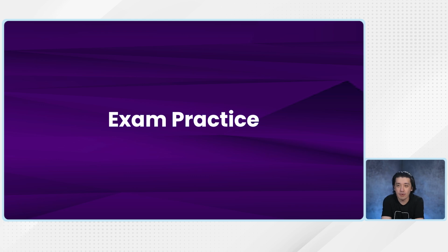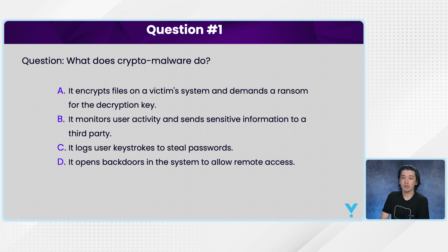Now we're at the exam practice. Like I say in every video, these questions may be on the test. I won't tell you if they are, but I expect you to pay attention. So let's get started. Question 1. What does crypto malware do? A. It encrypts the files on a victim's systems and demands a ransom for the decryption key. B. It monitors user activity and sends sensitive information to a third party. C. It logs user keystrokes to steal passwords. D. It opens backdoors in the system to allow remote access. I'll give you a second.